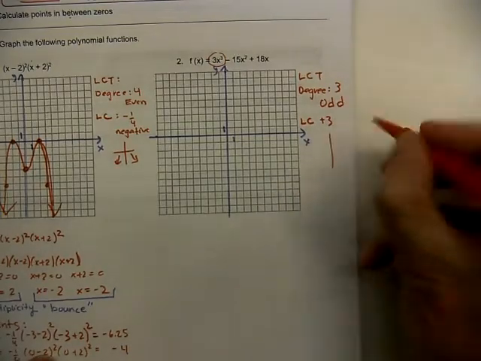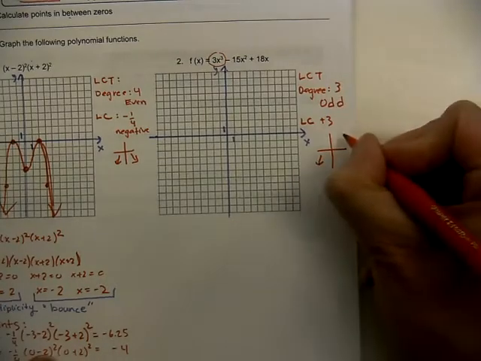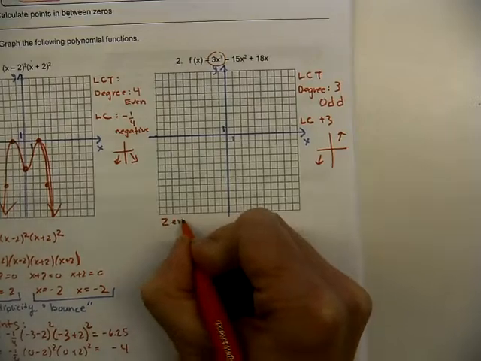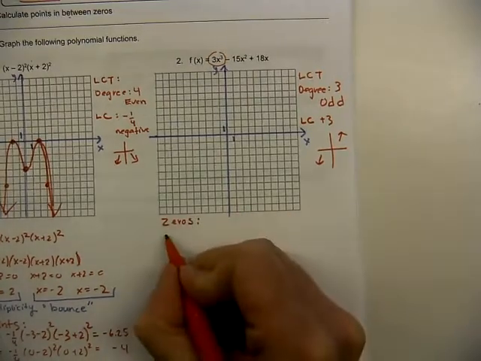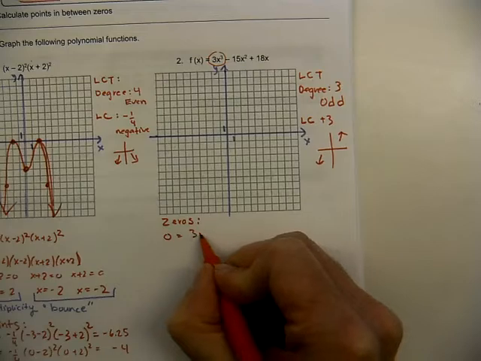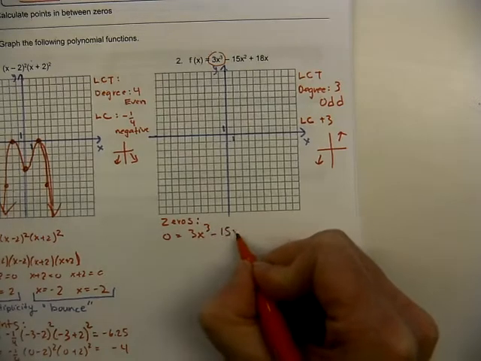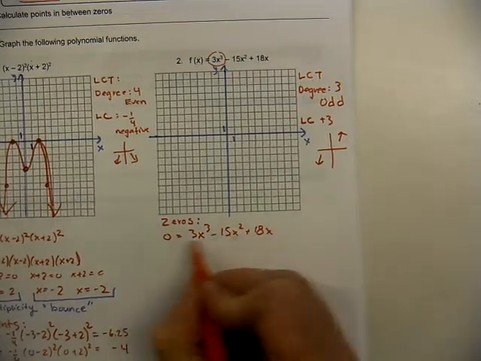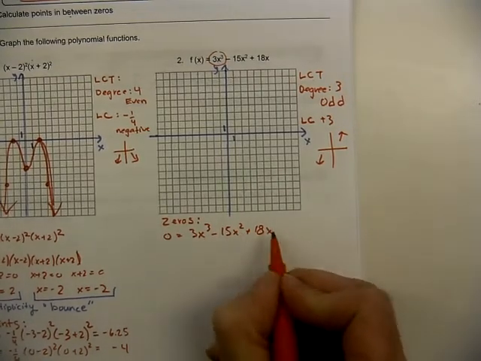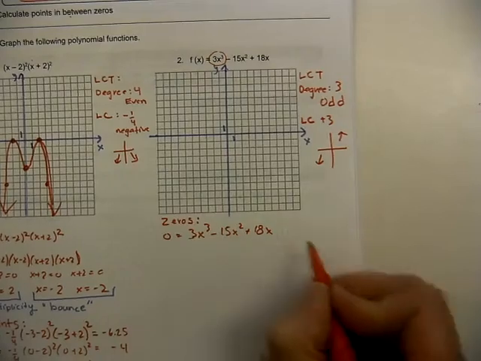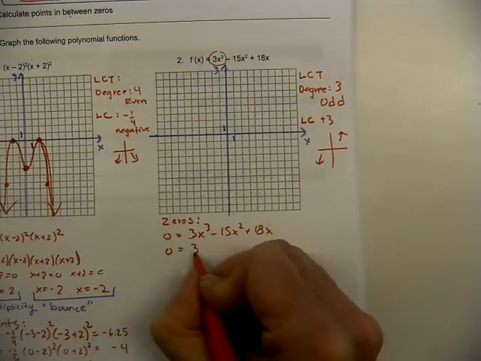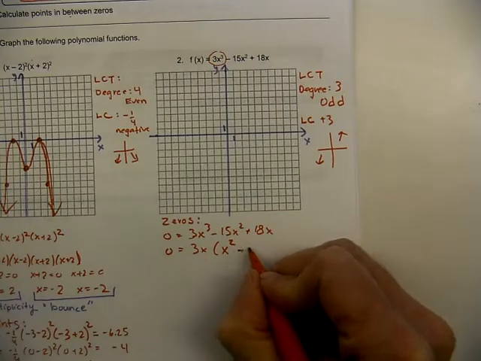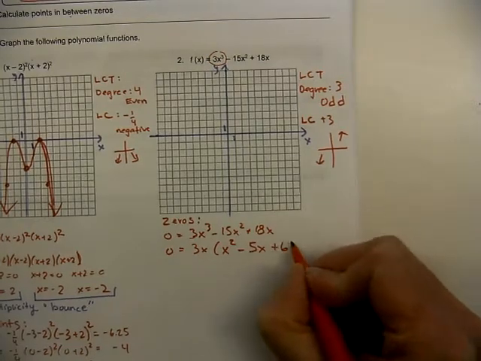So that means the left side will fall and the right side will rise. Let's find our zeros. Setting the output to 0. And let's remove the greatest common factor. We can factor out an x, but we can do more than that. We can also factor out a coefficient of 3. So that leaves us on the inside the x squared minus the 5x plus 6.